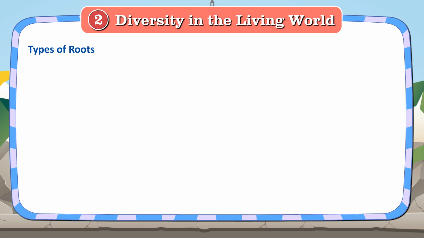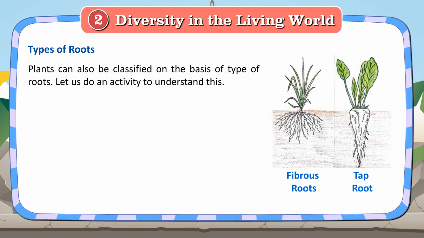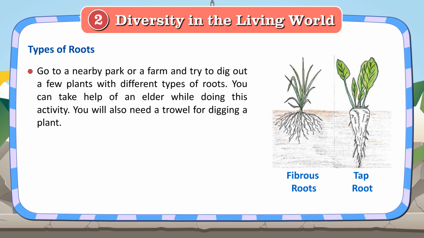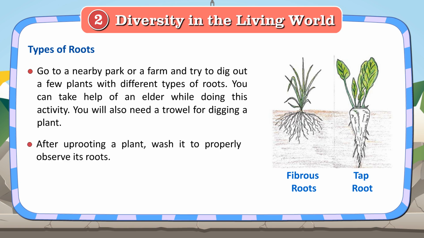Types of roots. Plants can also be classified on the basis of the type of roots. Let us do an activity to understand this. Go to a nearby park or a farm and try to dig out a few plants with different types of roots. You can take help of an elder while doing this activity. You will also need a trowel for digging a plant.